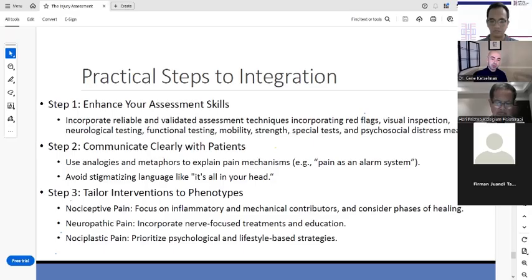Okay. Then you're going to tailor the interventions to their pain phenotypes. So for nociceptive pain, you're going to focus on inflammatory and mechanical contributors, consider phases of healing. For neuropathic pain, you're going to incorporate nerve-focused treatments. And for nociplastic pain, you're going to prioritize psychological and lifestyle-based strategies.